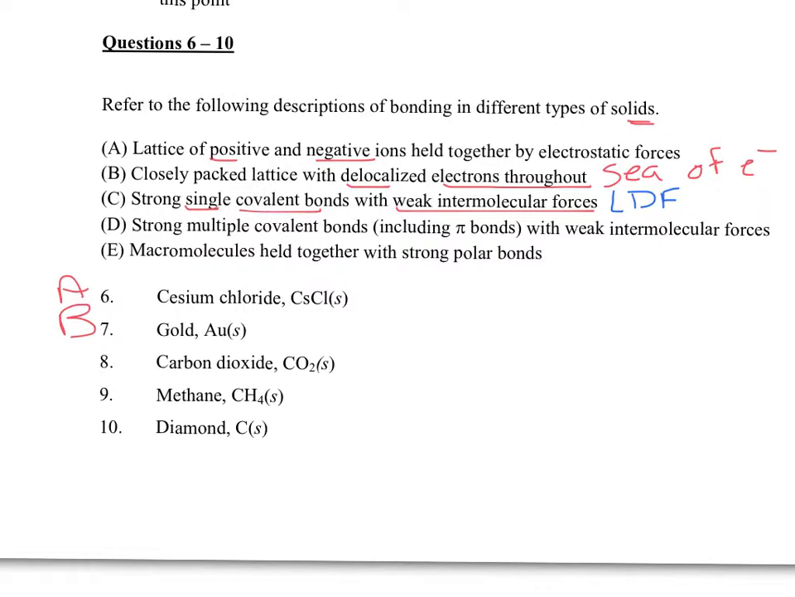Methane. Why? Because methane is all nonpolar, right? So it has to be that one. So that one is C. All right. Strong multiple covalent bonds, including pi, with weak intermolecular forces. That is 8. Very good. So that is both. Yes, pi bonds are double bonds.